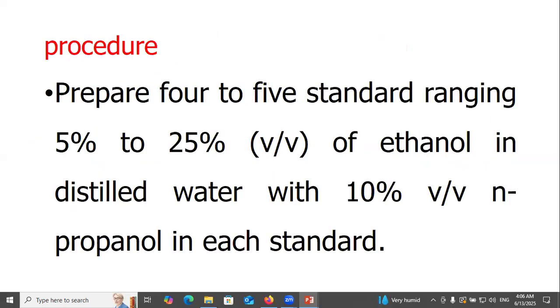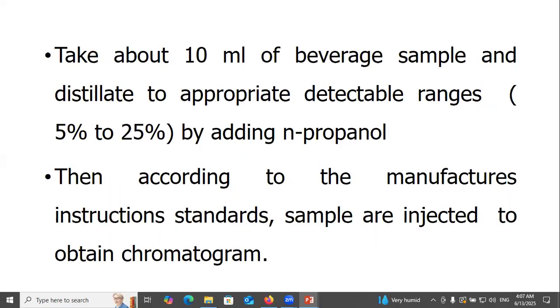Prepare 4 to 5 standards ranging from 5% to 25% volume by volume of ethanol in distilled water with 10% volume by volume n-propanol in each standard. Take about 10 ml of beverage sample and distill it to an appropriate detectable range of 5 to 25% by adding n-propanol. Then, according to the manufacturer's instructions, standards and samples are injected to obtain a chromatogram.